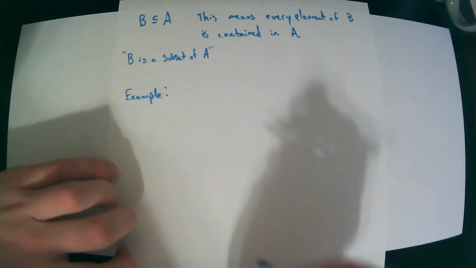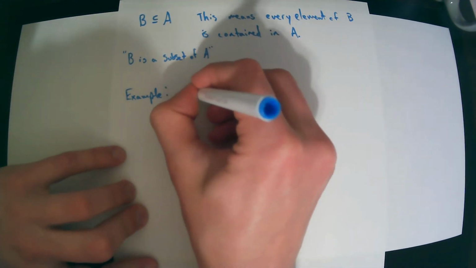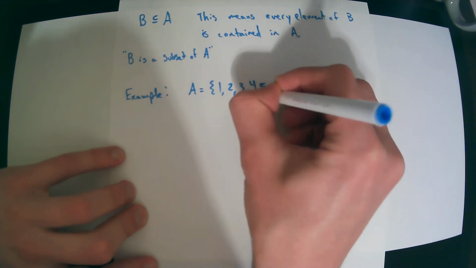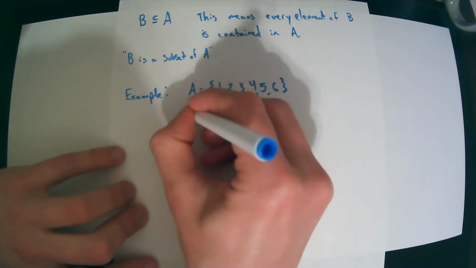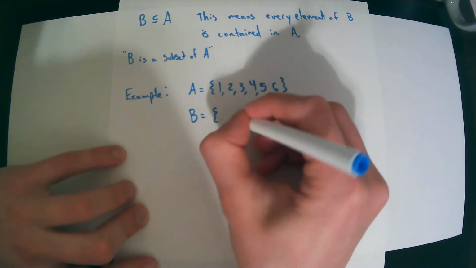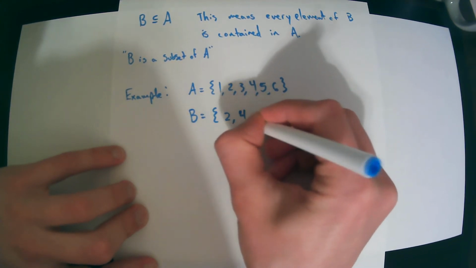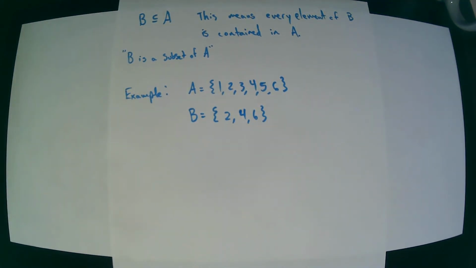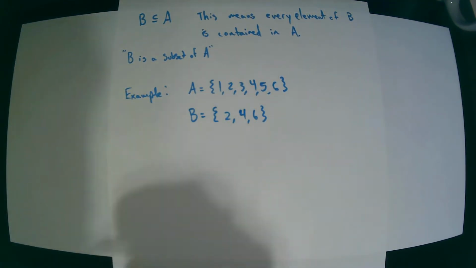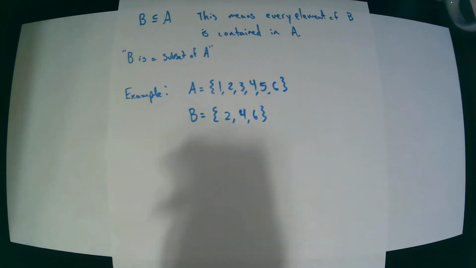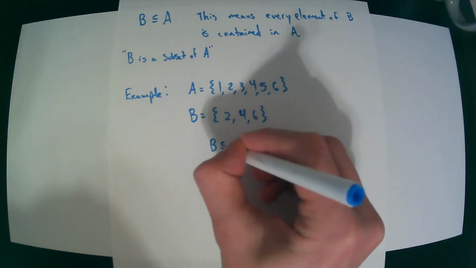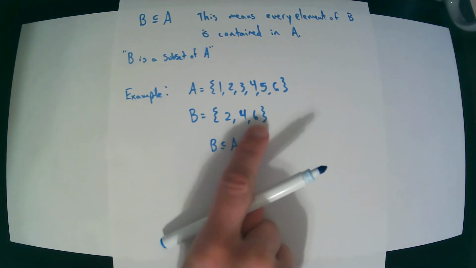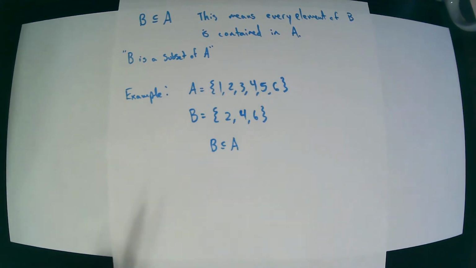This will be an unofficial example. Let's let A equal the set 1, 2, 3, 4, 5, 6. B equal the set 2, 4, 6. I could write here that B is a subset of A. Why? Because every element in B, the 2, the 4, the 6, they're all in A.